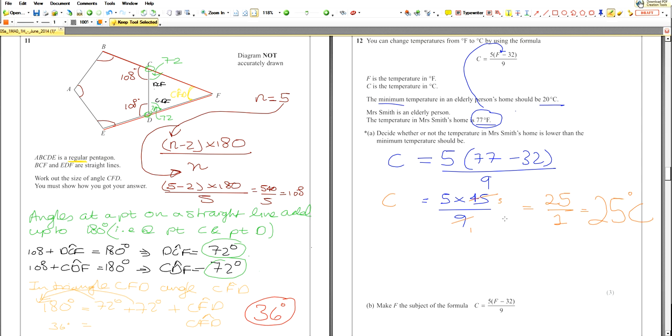Okay, now we have to decide, is the temperature lower? And the answer to that is no. The temperature is not lower than 20 degrees. It is higher. It's actually 25 degrees.